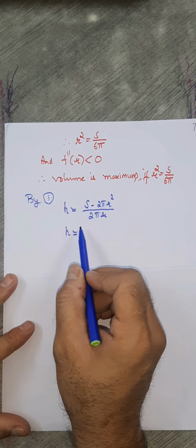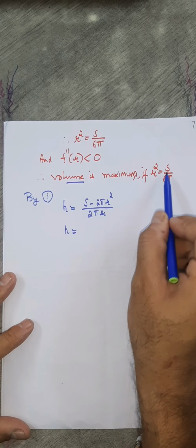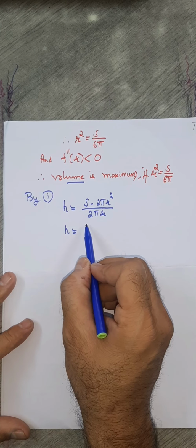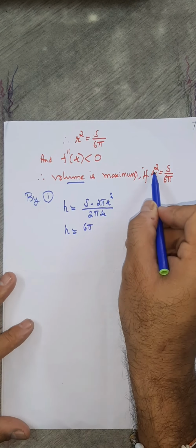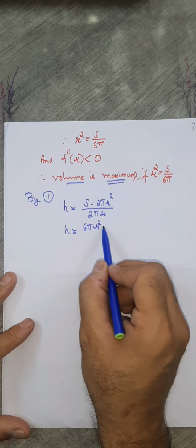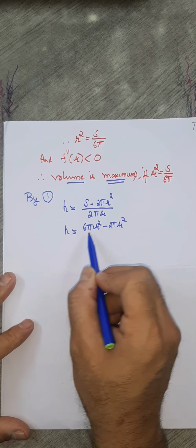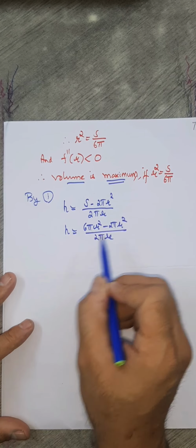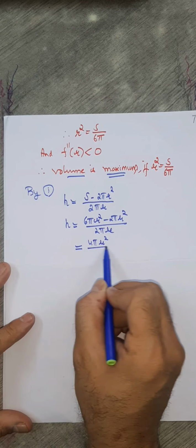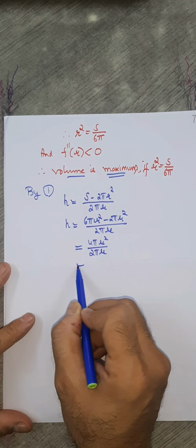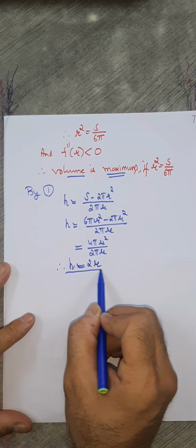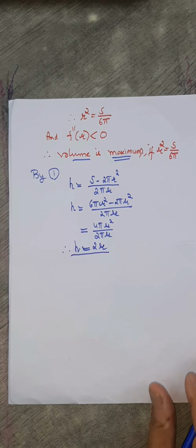So therefore h equals, whenever the volume is maximum, this is a relation. So I can place the value of s. What is s? That is 6 pi r squared. This we could find only when the volume is maximum, minus 2 pi r squared upon 2 pi r. So what is this? This is nothing but 4 pi r squared upon 2 pi r. So it will be just 2r. H equals 2r. So that's proved.